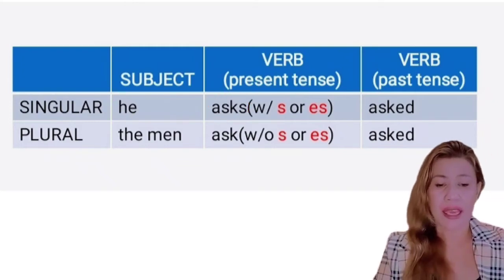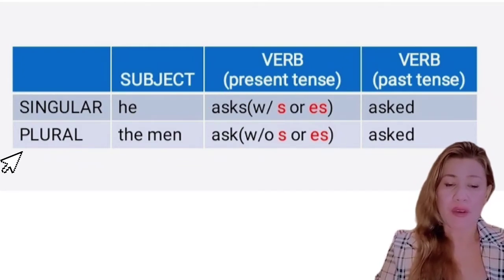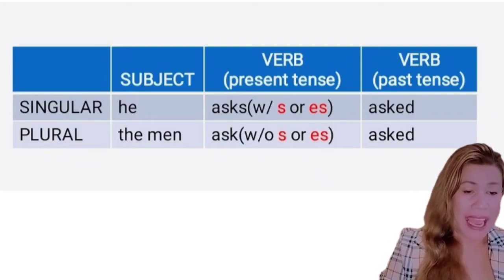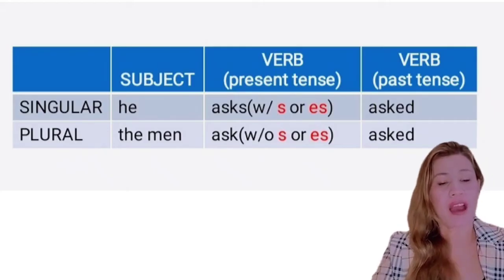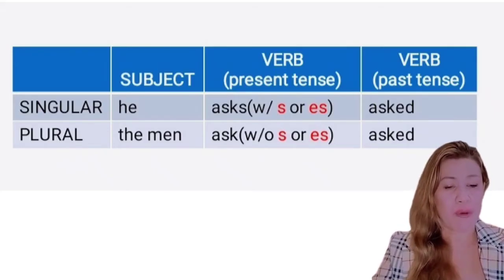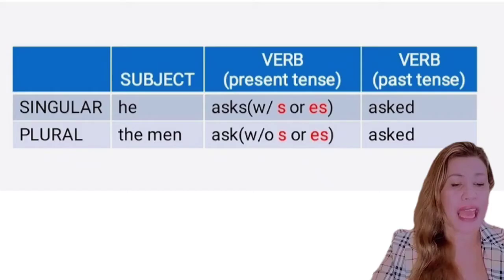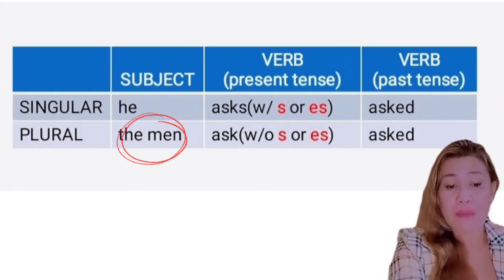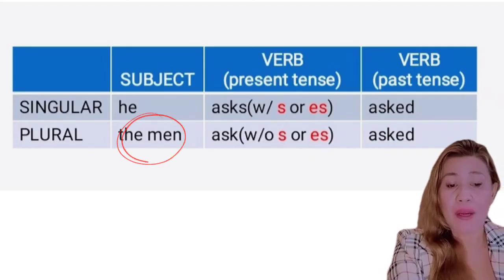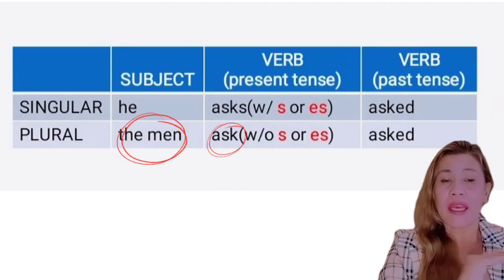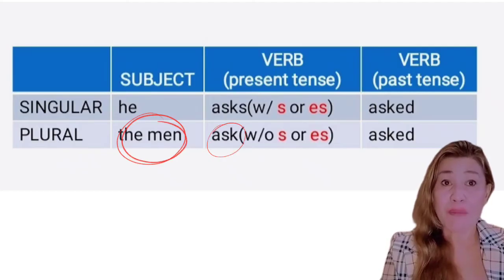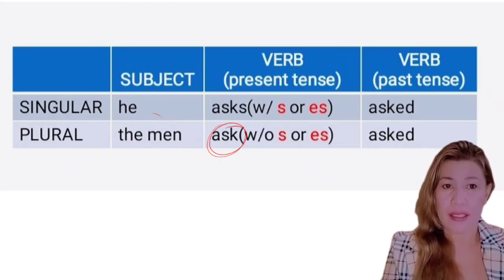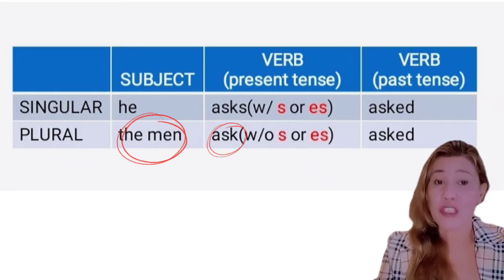Let's take a look at the second example. Under plural, you have the men ask. So, why are we not having S in our verb here for men? Why only the verb ask? Because men is plural and therefore it must be paired with a plural verb. And if a verb is plural in present tense, it has no S or ES. Okay? So that's rule number 1.